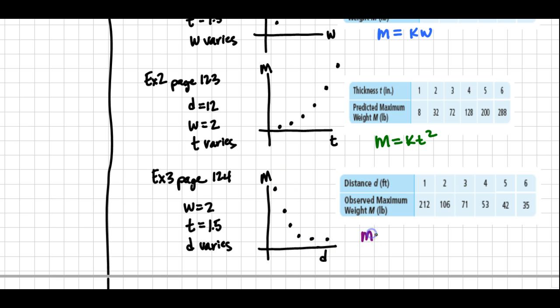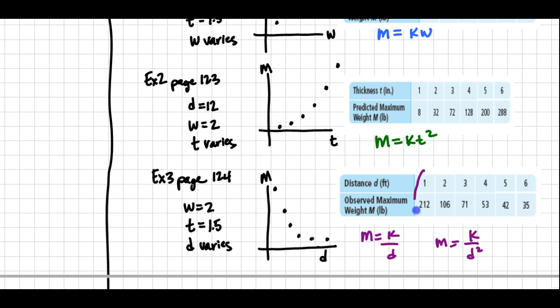Keep in mind that we have two possible equations that could go for inverse with the distance. It could be k over d, or it could be k over d squared. So we're going to need to plug in some numbers here to determine which one is the correct equation.